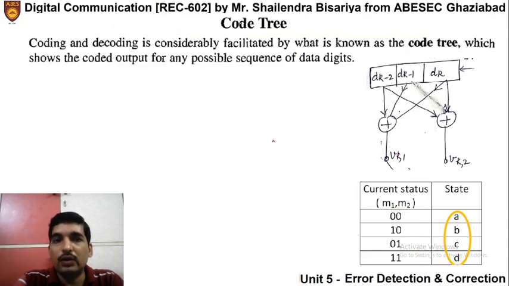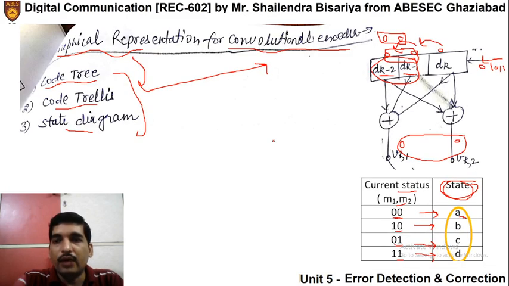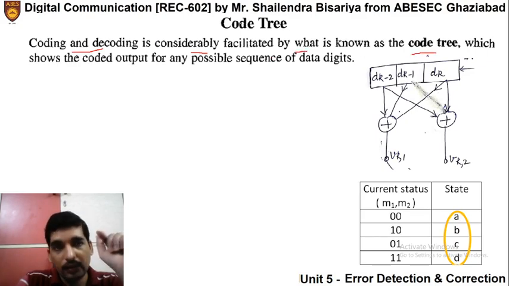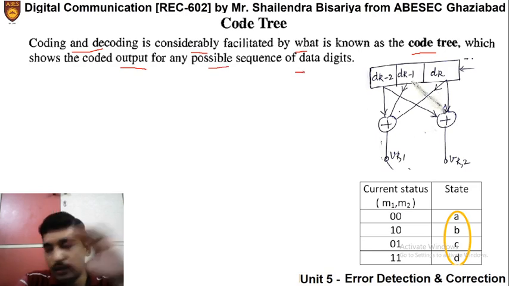So how will we represent this in the code tree, in the code trellis, and in the state diagram? We will see this. For example, let us talk about the code tree. Coding and decoding is considerably facilitated by what is known as the code tree, which shows the coded output for any possible sequence of data digits.